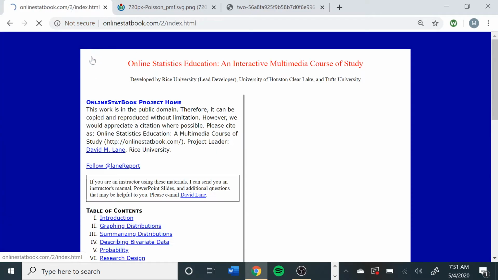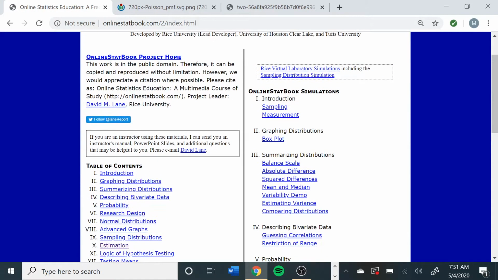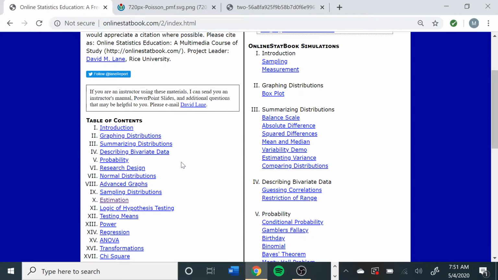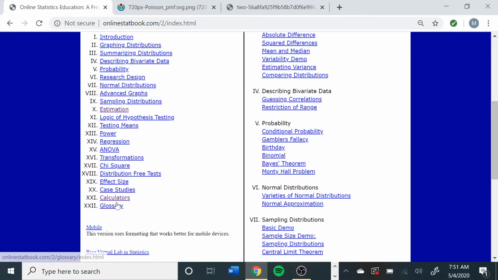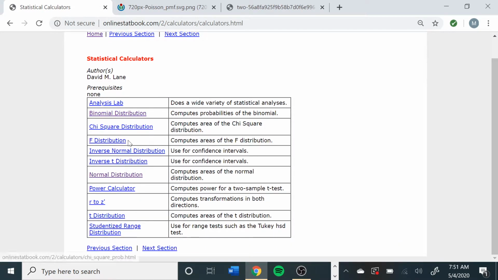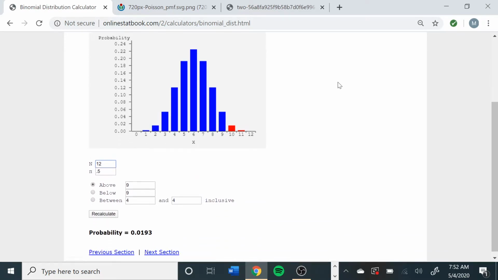When you open the home page of Lane, remember to go to version 2, and there's a table of contents. You can go down and click on calculators, and you'll find a variety of different calculators. We're going to look at the binomial distribution. Okay, so that's the default screen.